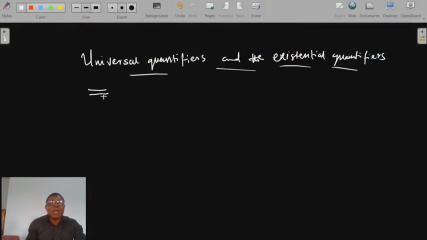One of the symbols is a double arrow going this way. This symbol stands for implication. For instance, we can say a statement A implies a statement B.